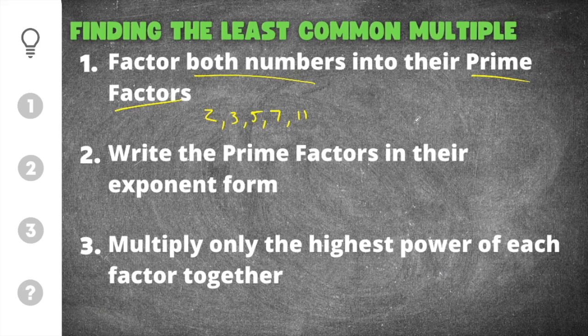After you find the prime factors of each number, you write the prime factors in their exponent form. You'll use the prime factor as the base, and then the exponent will be how many times that factor occurred in the number. After you do that, you will multiply only the highest power of each factor together. You will use every prime factor, but you will only use the highest power of each prime factor. Once you list those out, you'll then multiply those factors together, and that will give you the least common multiple.